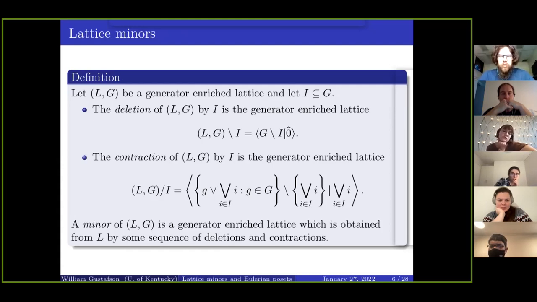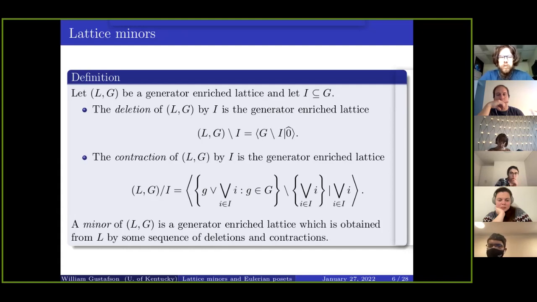On the other hand, the contraction, so I have a formula there written out. That's a little tough to read. But the idea is that you're just joining up with everything in your set I. So our generators are one of the old generators join everything in I, with the caveat that if that might equal just the join of everything in I, which is the new minimum element, we have to take that out of the generating set. And then when I say a minor of a generator enriched lattice, I just mean anything you can get by deletions and contractions.